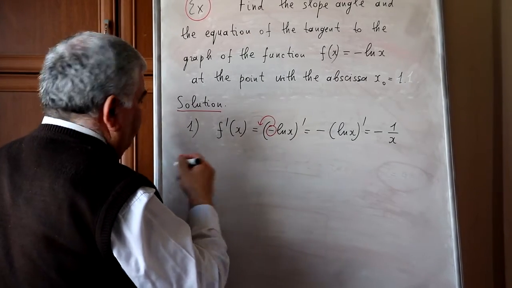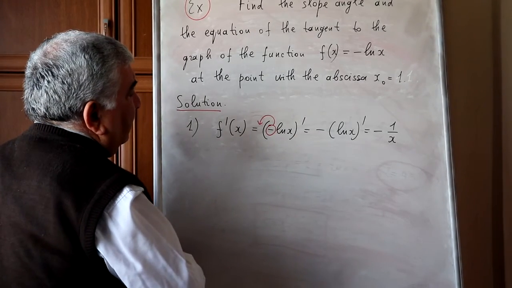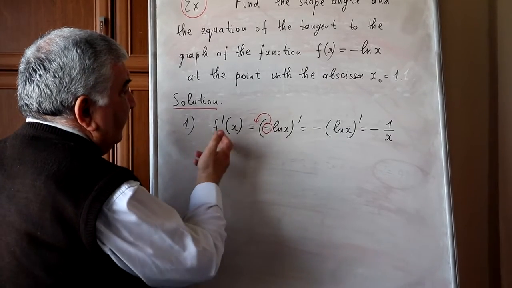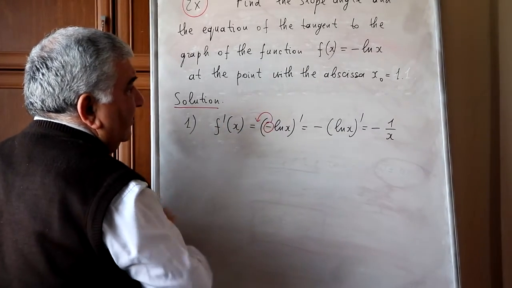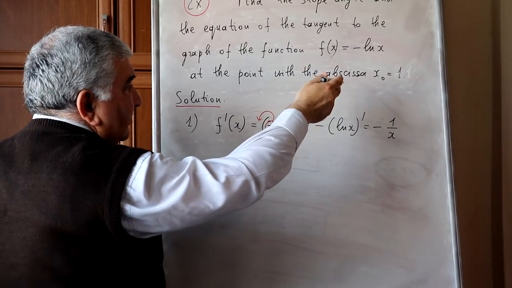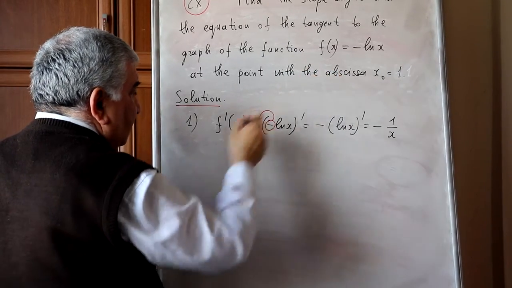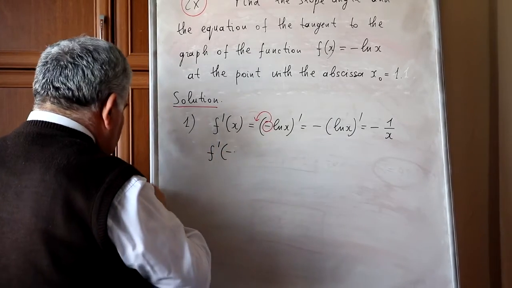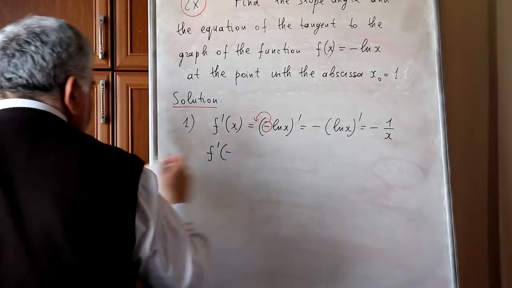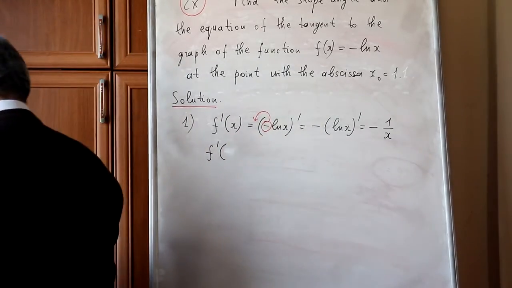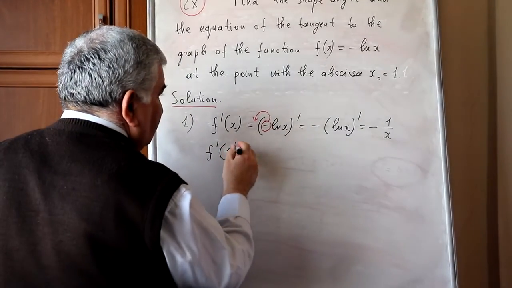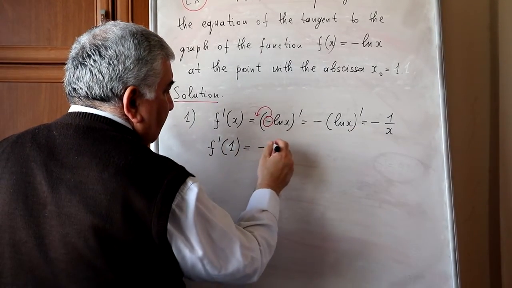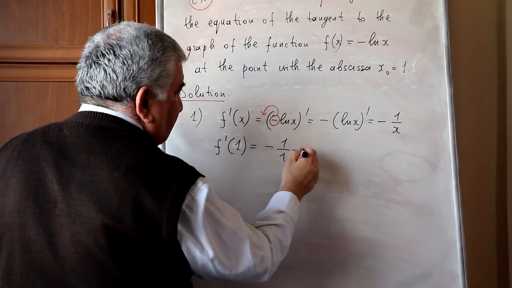Then calculate the value of the derivative at the point x equals x sub 0 equals unit. F prime at 1 equals, we must substitute 1 instead of x. Minus 1 over 1 is minus 1.